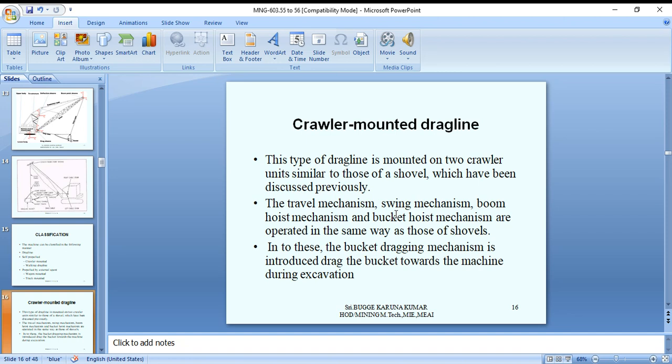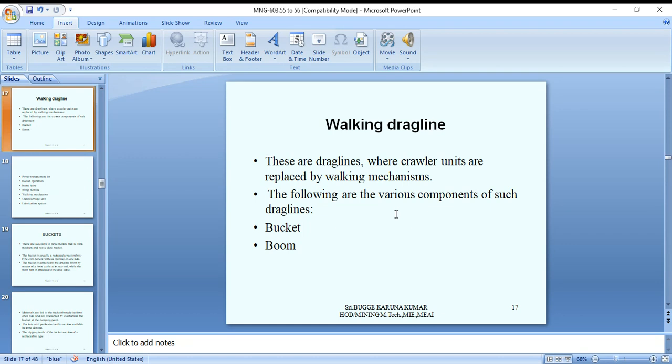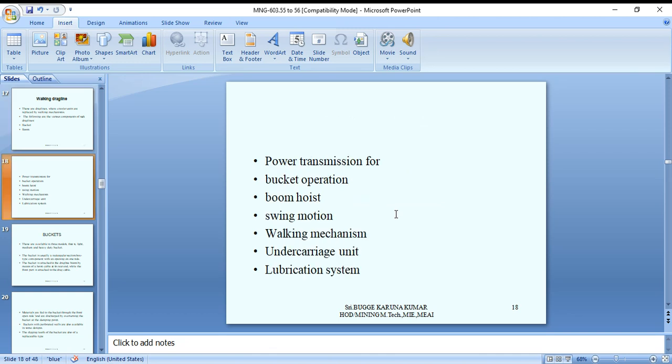Into these, a bucket drag mechanism is introduced, which drags the bucket towards the machine during the excavation. Walking draglines are the draglines where the crawler units are replaced by a walking mechanism. The following are the various components of such draglines: bucket, boom, power transmissions, bucket operation, boom hoist, swing motion, walking mechanism, undercarriage unit, lubrication systems.